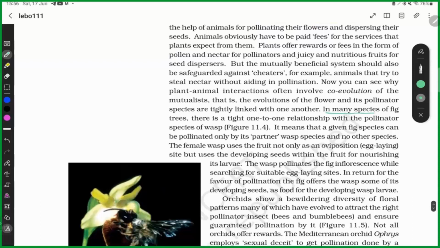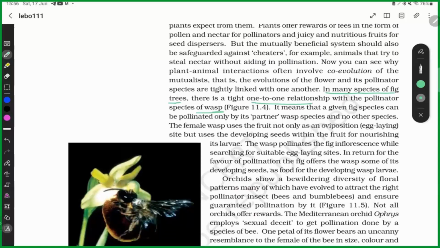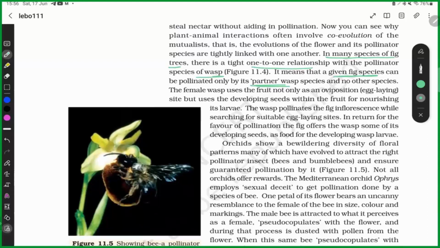In many species of fig trees, there is a tight one-to-one relationship, which means a given fig species can be pollinated only by its partner wasp species, not by other species. The female wasp uses the fruit not only as an oviposition, egg-laying site, but also uses the developing seeds within the fruit for nourishment of the larva. So both benefit from each other.